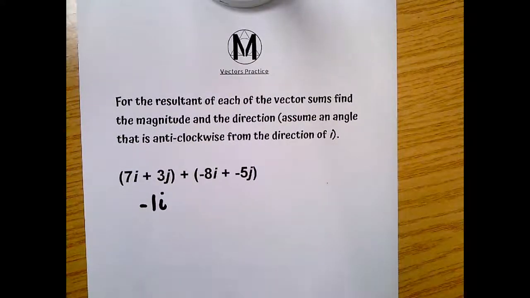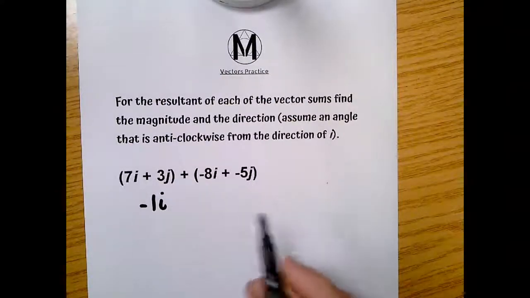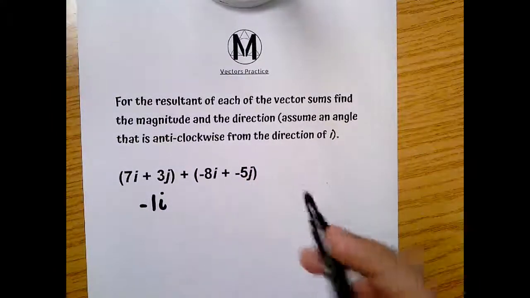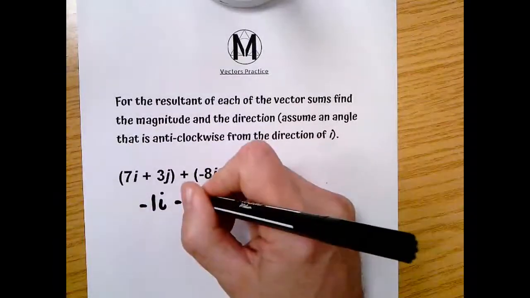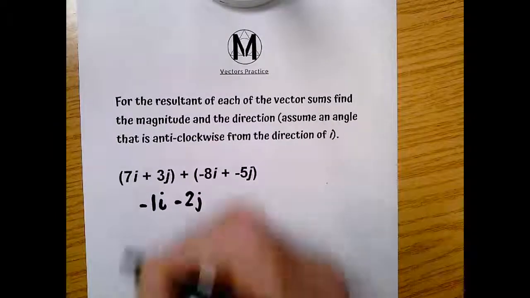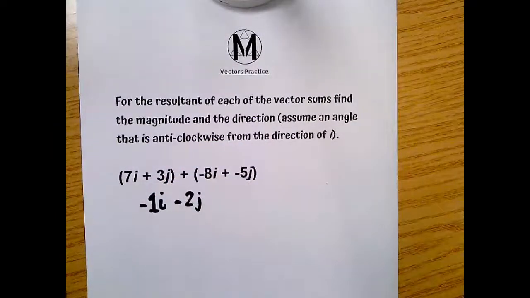And let's see here. 3j plus negative 5j, well, that's just going to give us a negative 2j. And we're cooking. I'm going to make that 1 look a little more 1-y. There you go. All right. So we got negative 1i minus 2j.